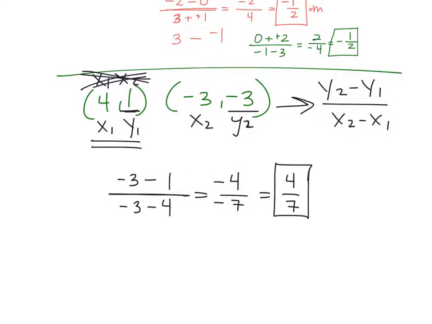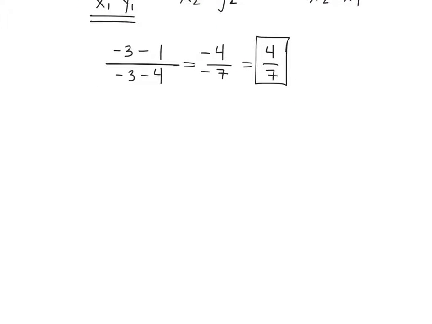Let's do one more. Yeah, Jada. Is the y always going to be on top of the x? Y is always on top. Yeah, you'll always do y2 minus y1 over x2 minus x1. So let's say I gave you 3, 6, and negative 2, 8. What do you do first?